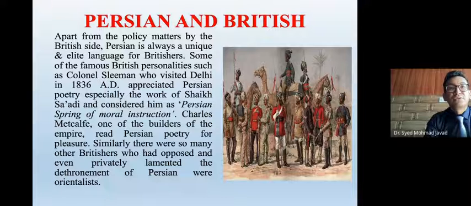Some famous British personalities, such as Colonel Sleeman, who visited Delhi in 1836, appreciated Persian poetry, especially the work of Sheikh Saadi and Amir Khusro, and considered Saadi a Persian spring of moral instructions. Charles Metcalfe, one of the builders of the empire, read Persian poetry for pleasure. Similarly, there were many other Britishers, who were Orientalists, who opposed and even privately lamented the torment of Persian.